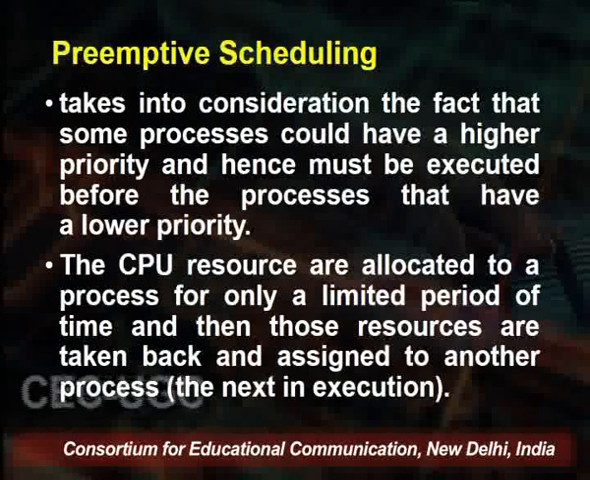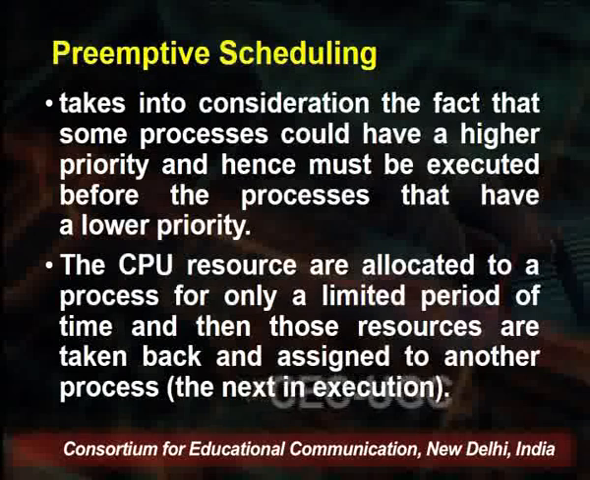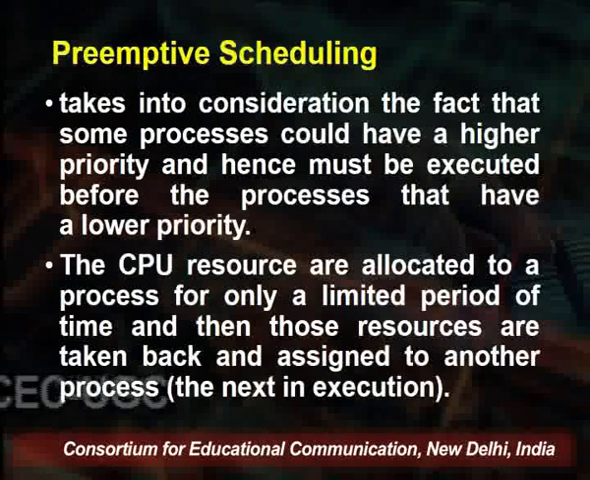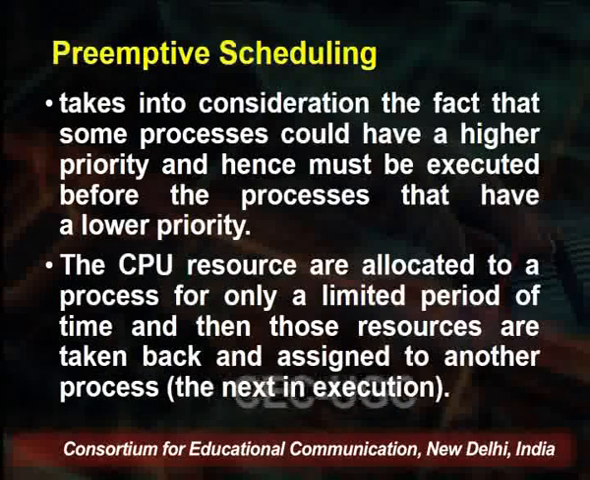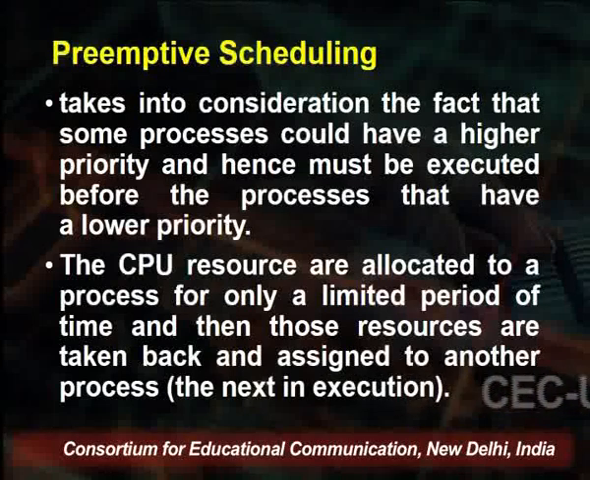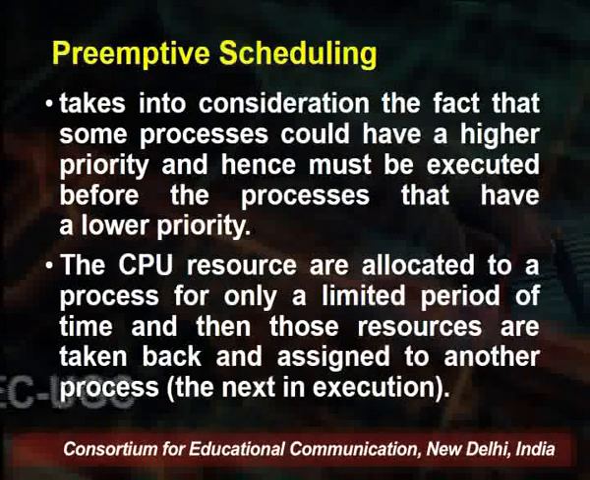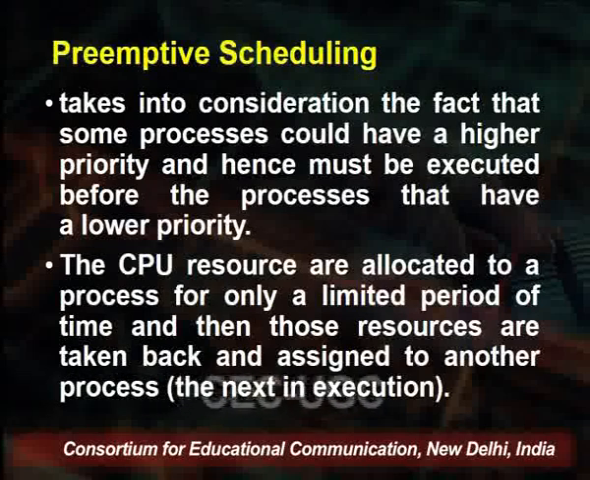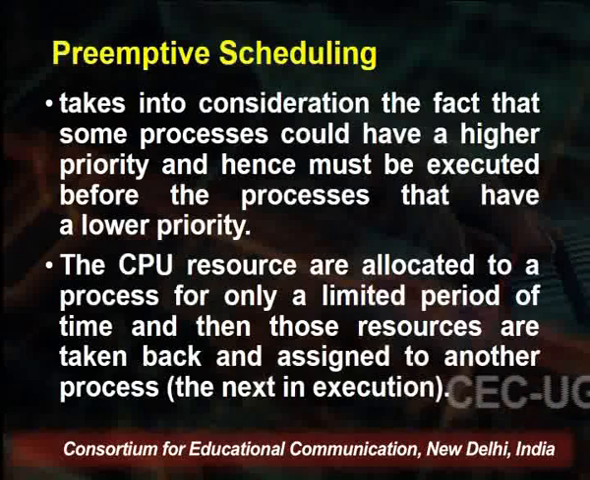Also, one policy here is that the CPU resources are allocated to a process for only a limited period of time and then these resources are taken back and assigned to another process, which is next in the execution. But in non-preemptive scheduling, once you have allotted the CPU resources to one particular job, that will not be taken back unless that job has completed its execution. But in case of preemptive scheduling, one process which has a higher priority can preempt the process which is going on and has lower priority.